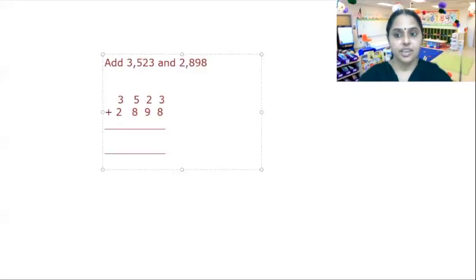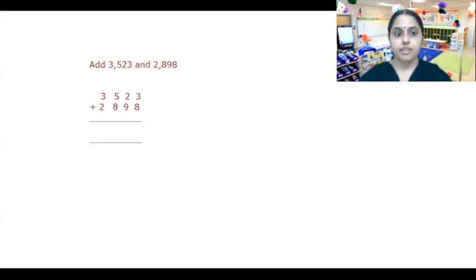So today we are going to learn about addition. Let us start with a very simple thing. So we have to add 3,523 and 2,898. Let us take the abacus and do the addition so that you understand it better.